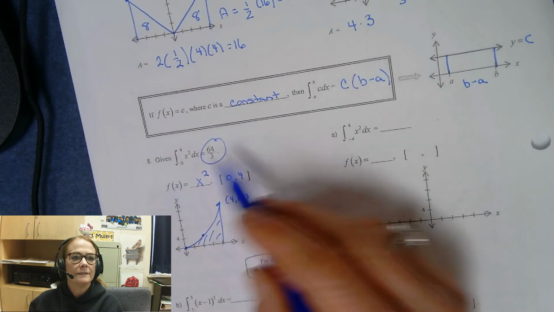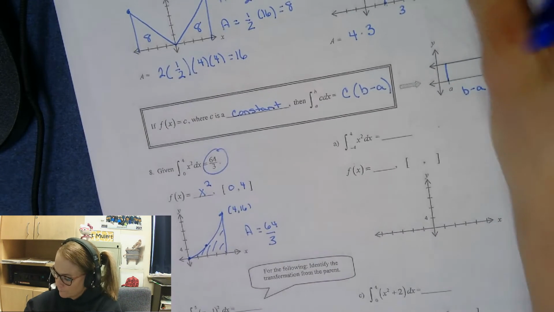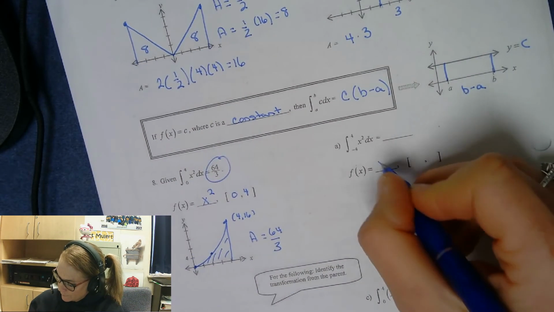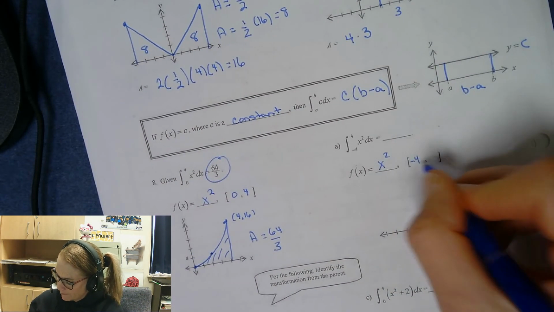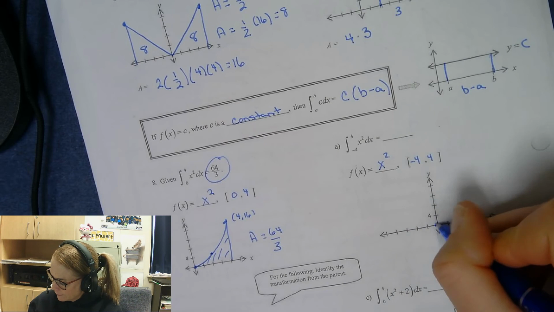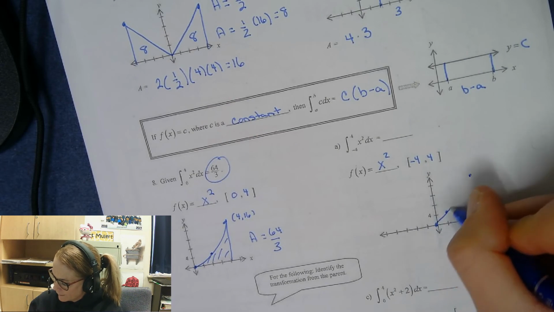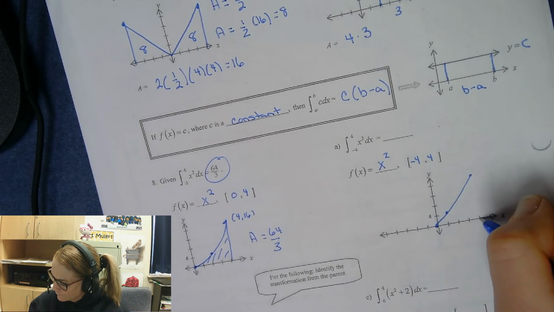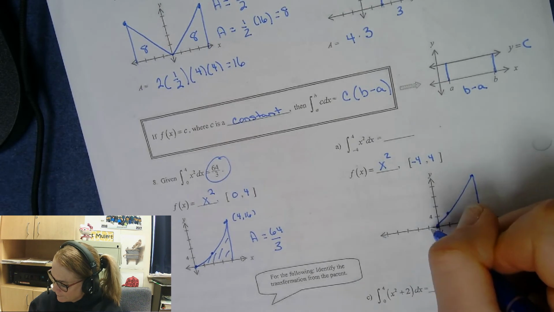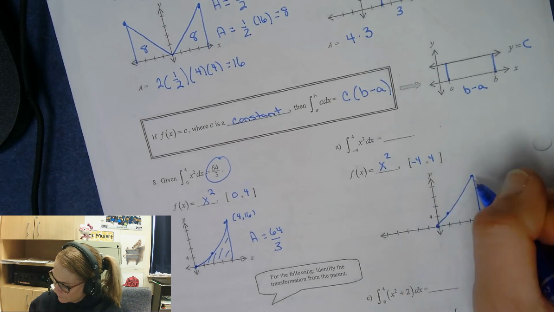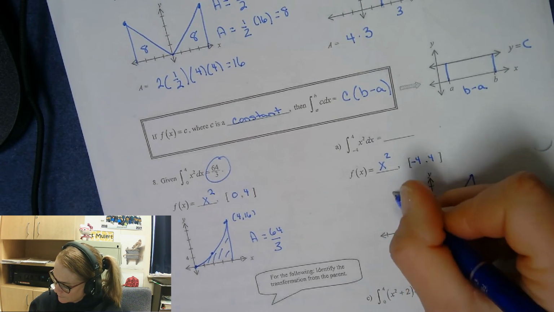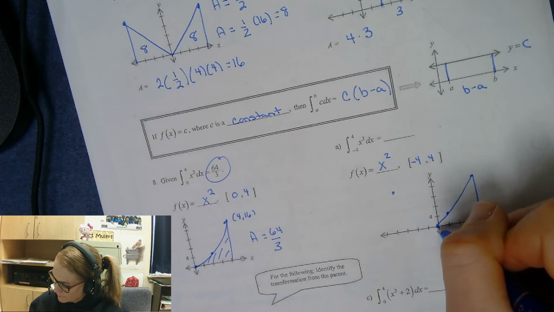So what happens if I go from negative 4 to 4? Well, you're going to see we're going x squared now. We're going to double. But you can probably guess what's going to happen here. 1, 2, 3, 4. You've got some symmetry. 1, 2, 3, 4. Symmetry. It's a parabola.